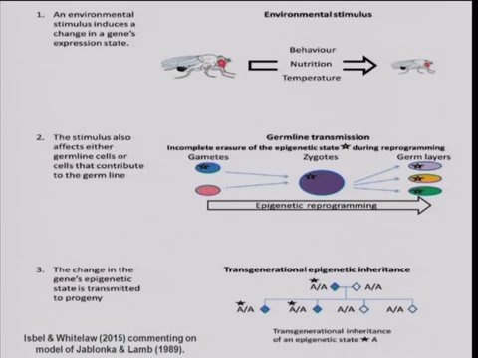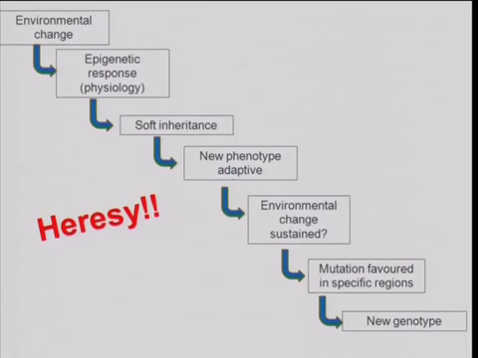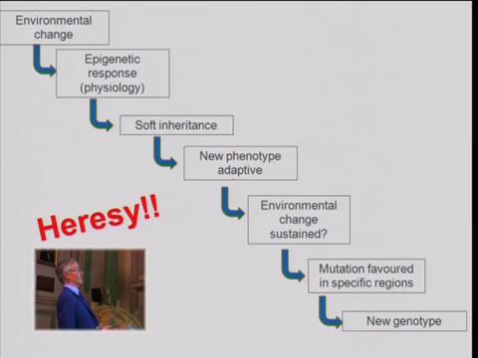But what happens if it produces a change in a germline? Then of course it can indeed be passed on, and that then might be passed to 2 or more subsequent generations. So we genuinely can have epigenetic inheritance of risk. But you can take it further and say, well, so we've got an environmental change, we've got an epigenetic response, which, as I said earlier on, is good old-fashioned physiology, that then may be passed to the next generation by this soft inheritance thing. That can produce a new phenotype, which, if it's adaptive, will survive.